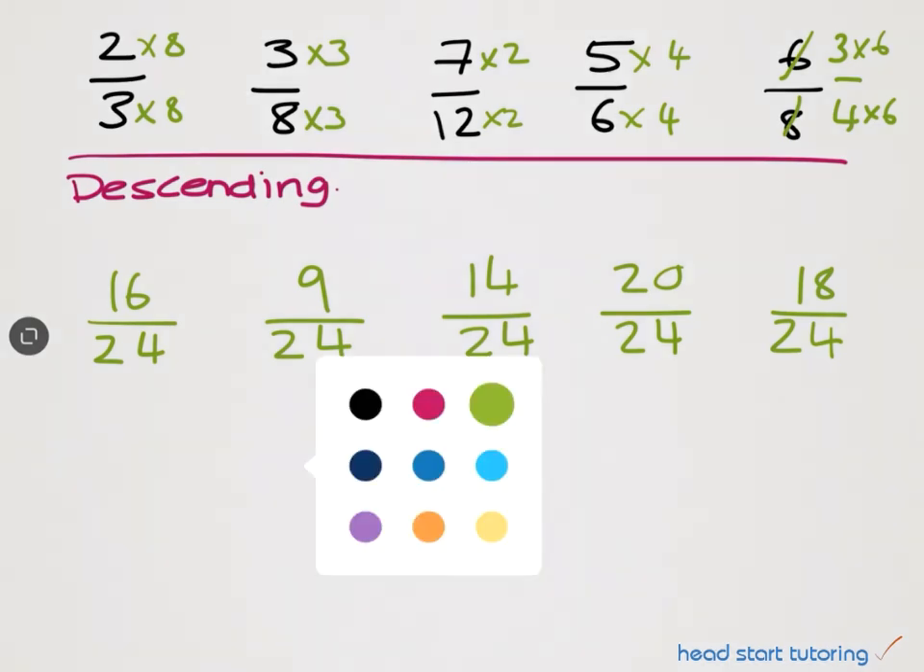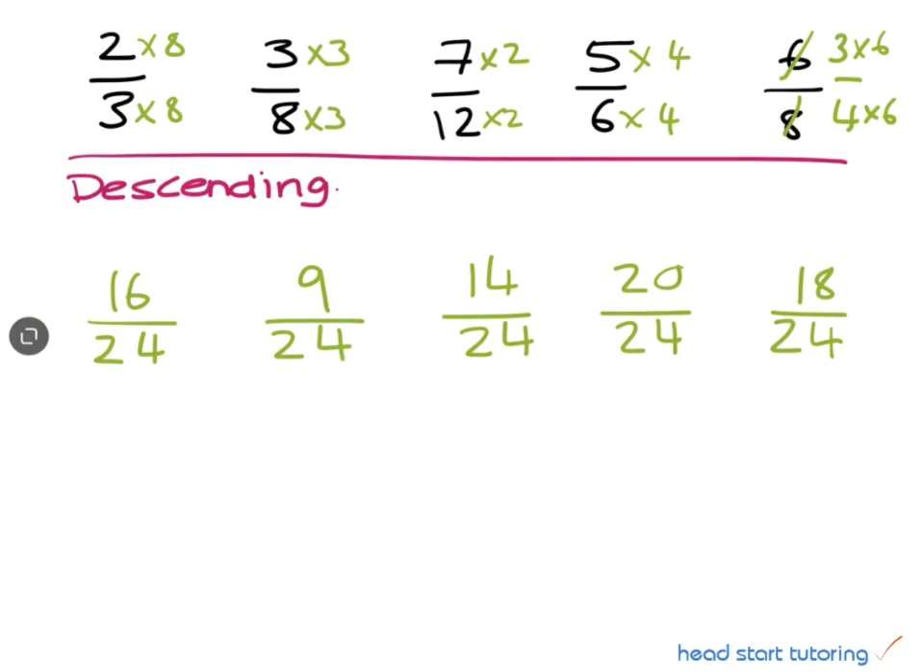Right, now that we have our common denominator for each of our fractions, we can just compare our numerators. So because we are going in descending order, we would like to go from the biggest number to the smallest number. So let's look, we've got 20, so that is our biggest. And then we've got 18, 16, 14, and then we've got our 9, which is our fifth number.